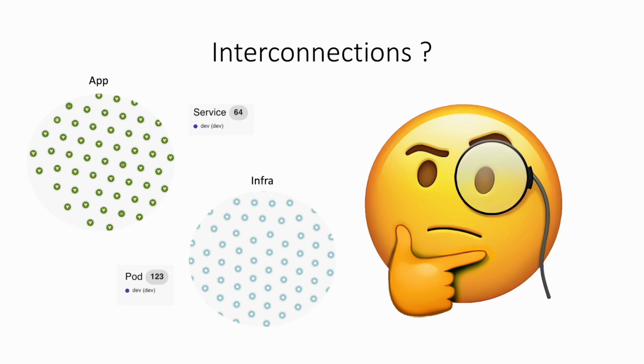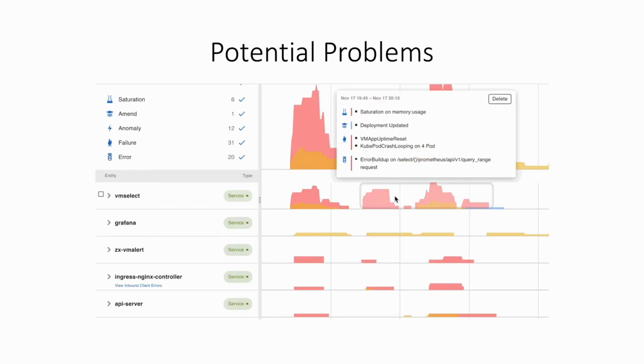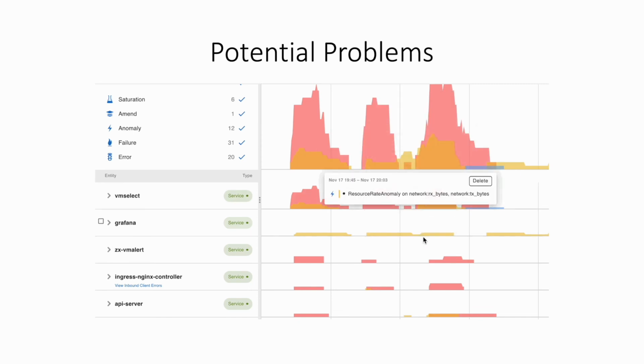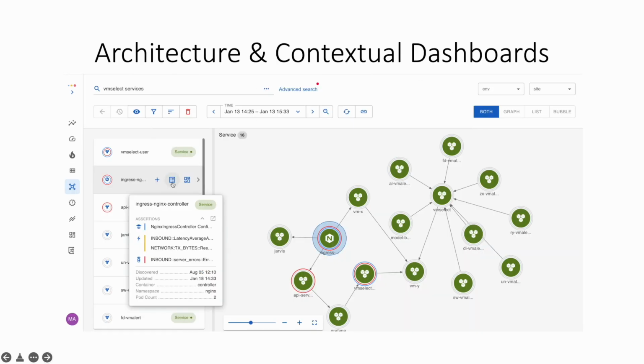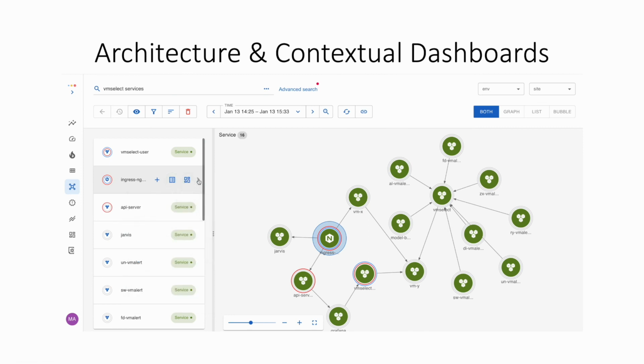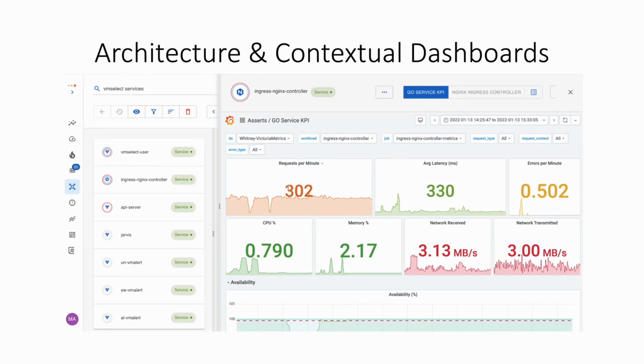Now let's compare this with the Asserts experience. You start by looking at the potential problems, which results in a much shorter list. Once we have constrained our exploration to the relevant signals, troubleshooting is much faster. And with a live architecture view and contextual dashboards at your fingertips, both space and time correlation is a breeze for everyone in the team.